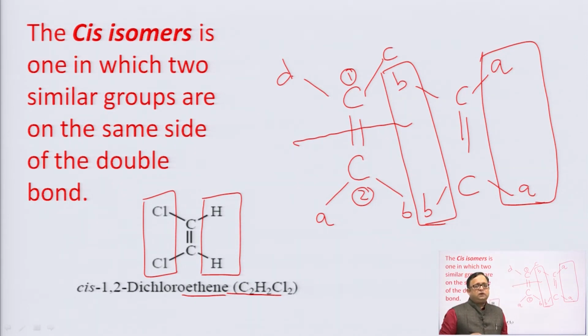A cis isomer is one in which two similar groups are present on the same side of the double bond. Remember, underline this line: same side of the double bond. The condition is that, again recall, the groups should be similar, not dissimilar. When similar groups are present on the same side of a double bond, that particular isomer is called a cis isomer.